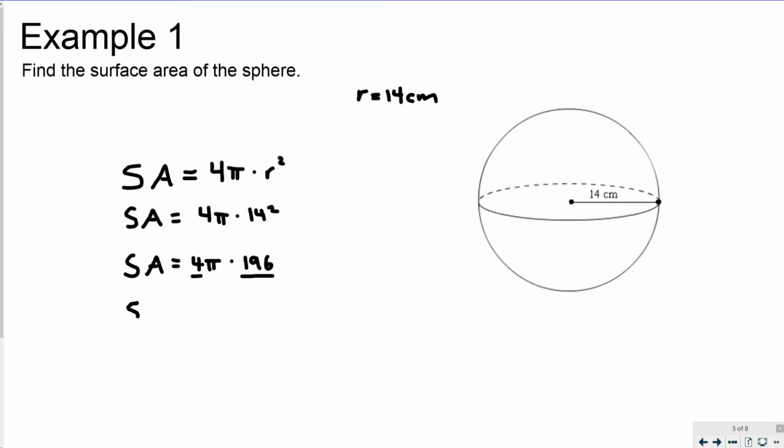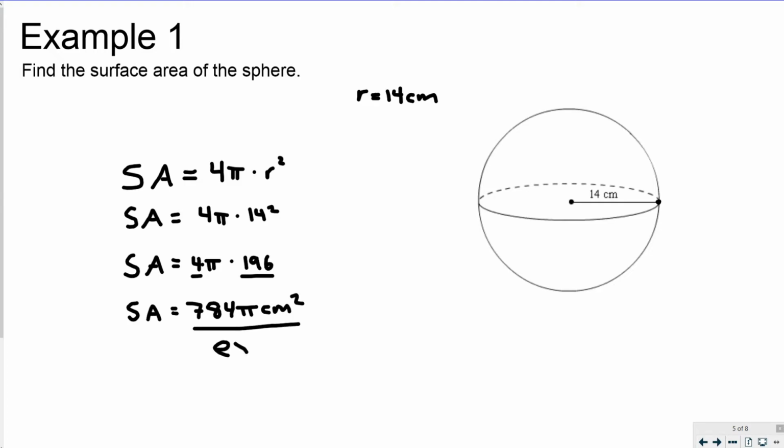So the surface area is equal to 4 times 196, which is 784 pi. Now, that's going to be centimeters squared because surface area is measured in centimeters squared, or units squared, just like area is. And this is the exact answer.